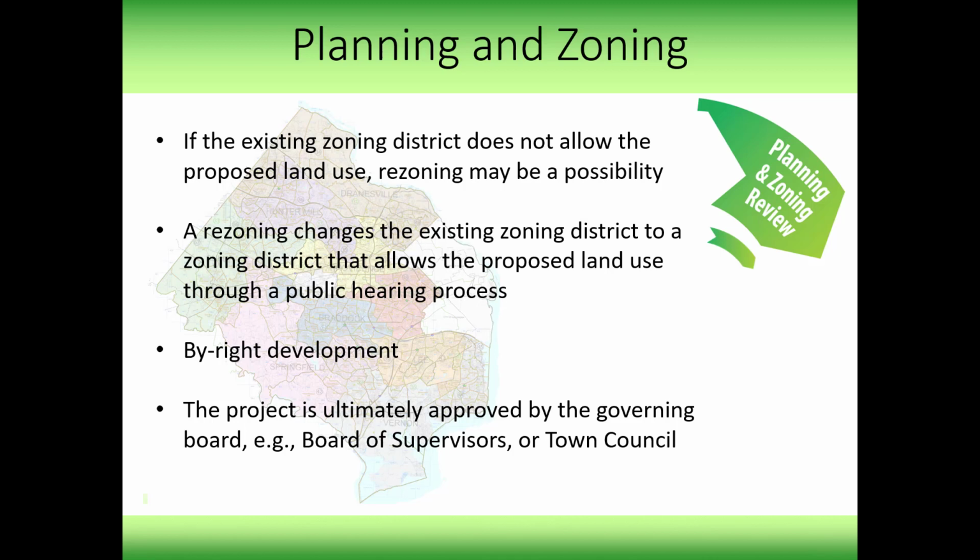Knowing what can and cannot be done with a piece of property in the context of zoning regulations is essential when determining the feasibility of a project. Absent the need for rezoning action, land development may occur by right, meaning the proposed development use is consistent with the existing zoning district.